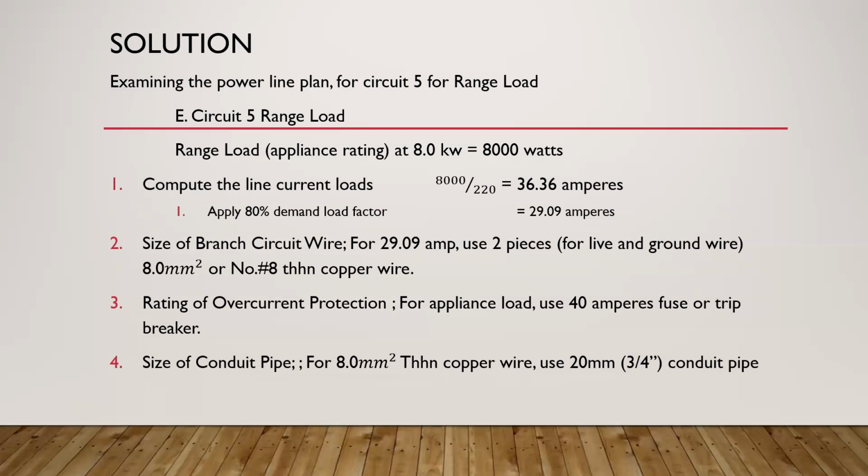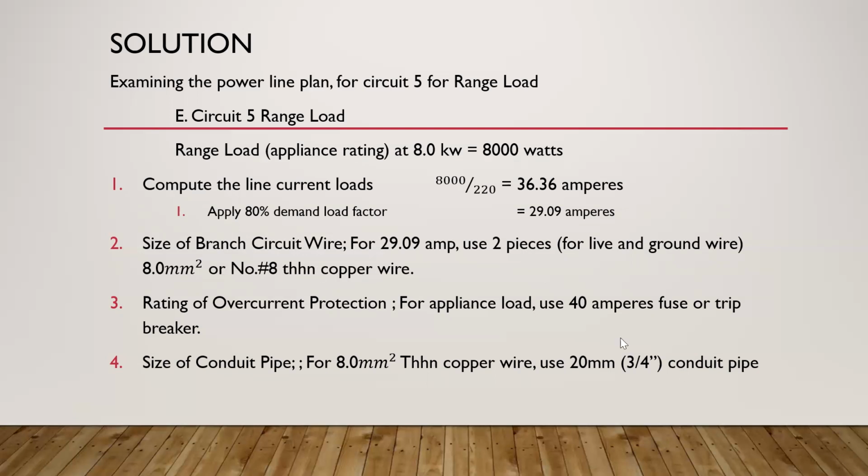And from the NEC, since this load is a non-continuous load, we multiply it by the 80% demand factor. So its current load goes down to 29.09 amperes. Next, the size of its wire. For 29.09 amperes, we will use 2 pieces for live and ground wire, 8.0 or number 8 copper wire.